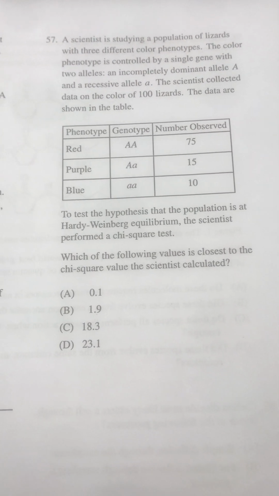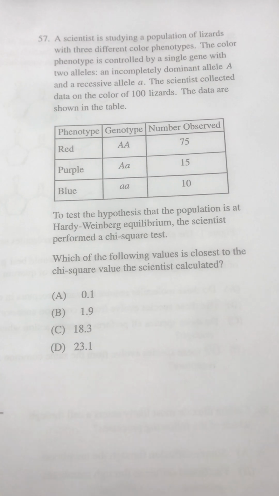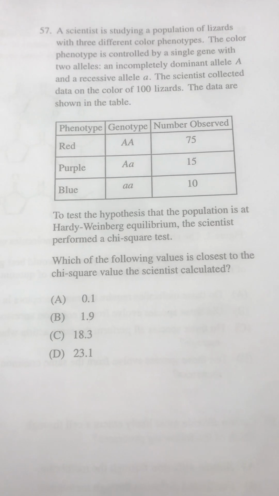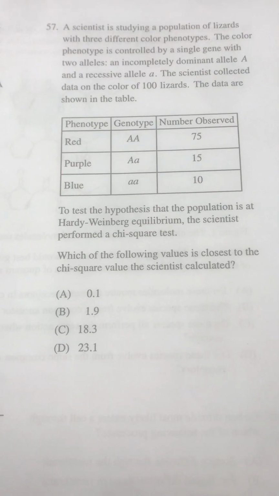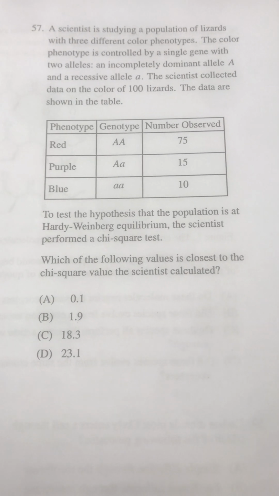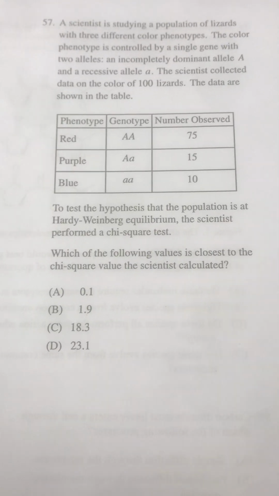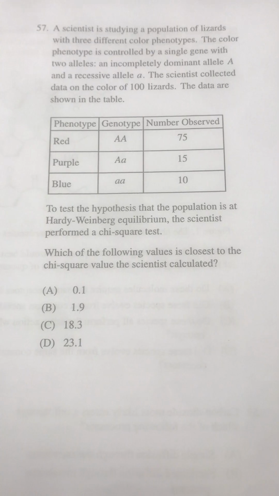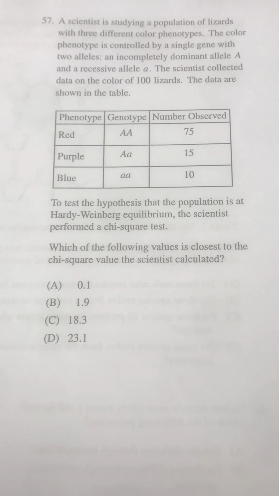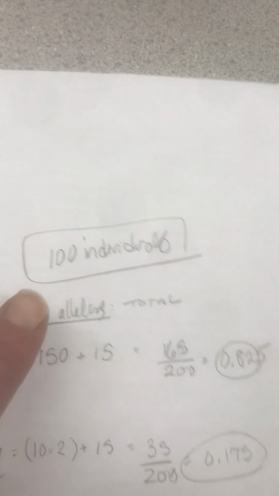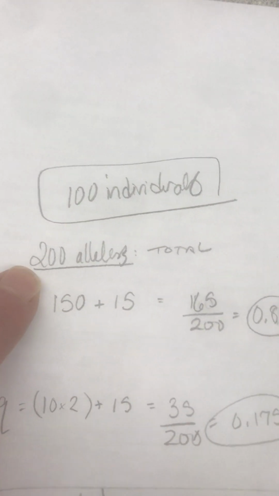However, we know this is incomplete dominance, so it's really not going to follow Hardy-Weinberg. The best way to find our p and q, the frequency of the alleles, is to actually use these whole numbers. So if we're going to do it this way, this is how we're going to do it. We have 100 individuals, which means we have 200 alleles total.